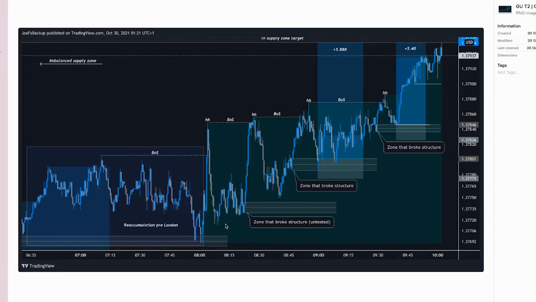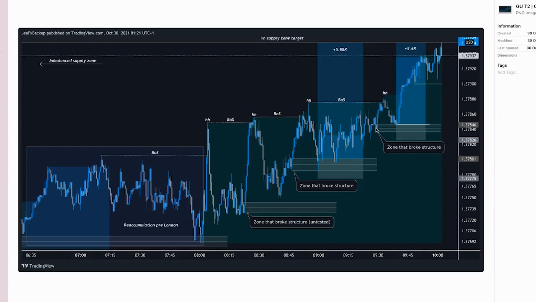Same again here, the initial entry was missed. The second entry, we actually went and cleared this demand zone as well with the stop, because we can see here, this is the zone that broke structure, right? But we then also have a little bit of a tricky zone to work with. So instead of being very tight on the stops, which in this example would have worked, we actually go and clear out the demand zone below as well, just to make sure that if the market does wick down a little bit, we don't get taken out.